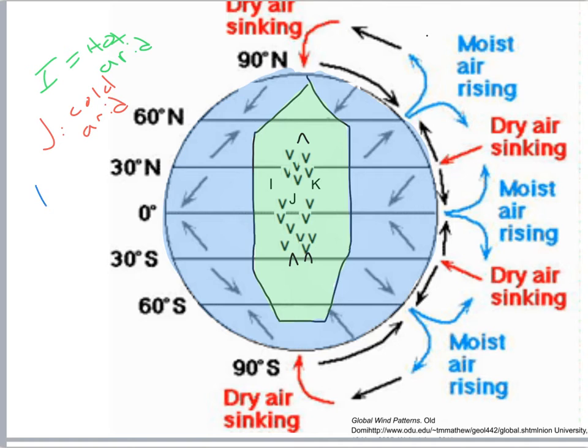Now let's take a look at K. K is between 0 and 30, so that would make it hot. It is on the windward side of the mountain. So as the air rises up the mountain, it's going to rain down on K. So even though it's in the middle of the continent, we're still going to get rain. So we call that humid.